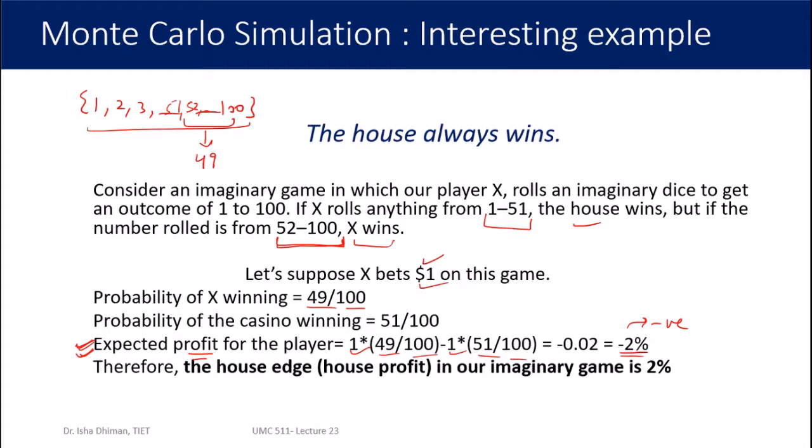And given a chance, you can simulate it. You can actually get to know that the output is turning out to be negative 2% if you simulate this model. This is a theoretical calculation done, but you can get the same answer through Monte Carlo simulation.